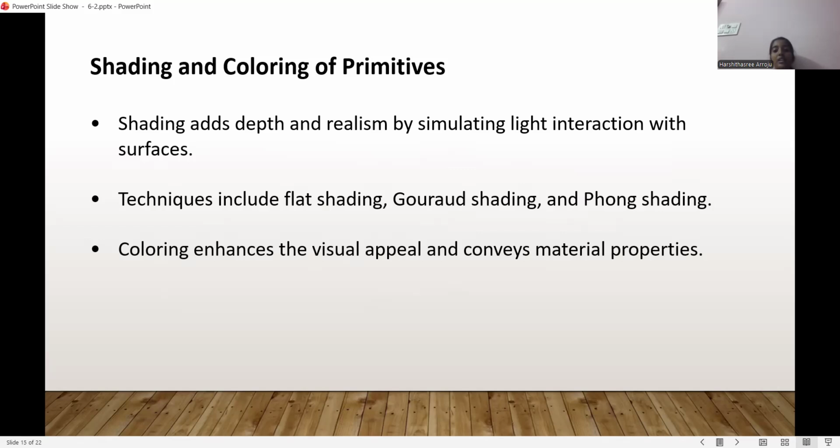Circle and ellipse are curved output primitives. They are defined using center and radius parameters. Midpoint algorithms are commonly used to draw them. These primitives are used in wheels, buttons, and symbols. Polygon is one of the most important primitives. It is formed by joining multiple line segments. Polygons are used to represent 2D and 3D objects. Most graphic systems internally convert shapes into polygons.